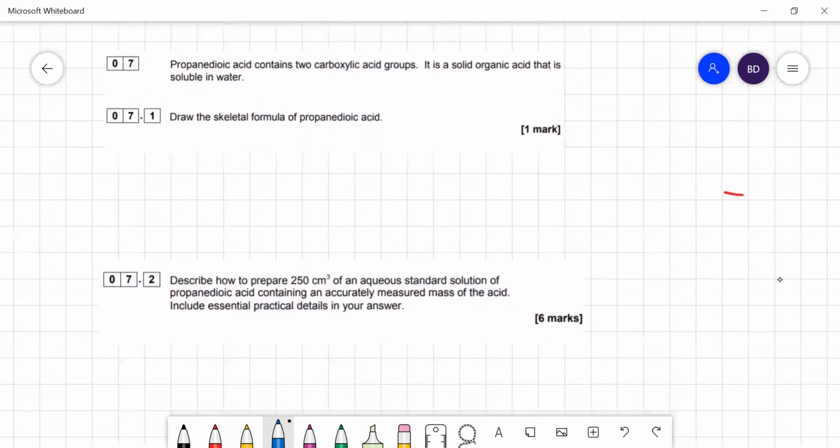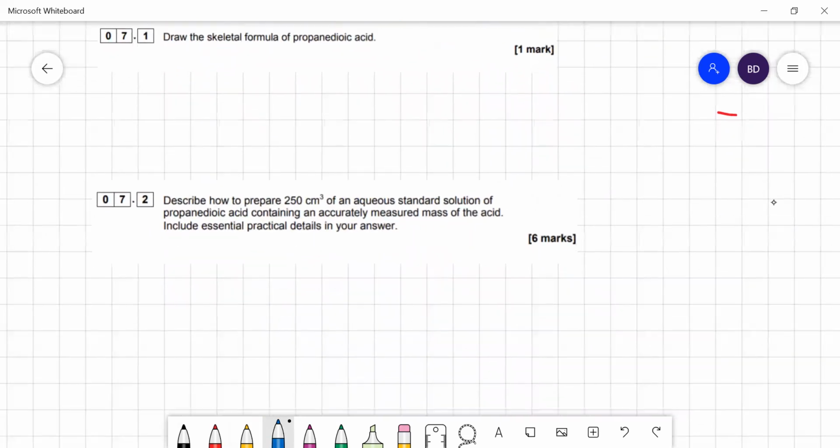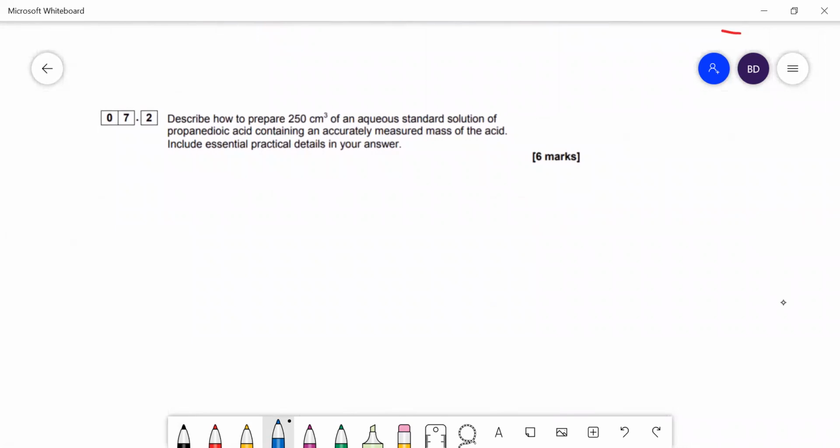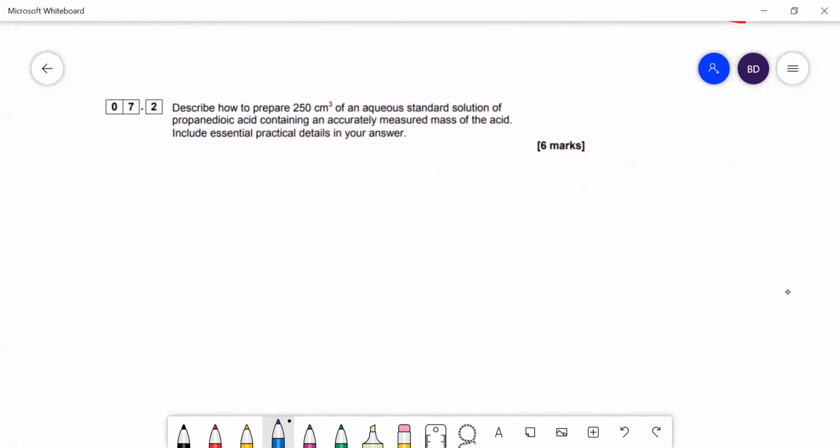Okay, describe how to prepare 250 centimeters cubed of an aqueous standard solution of propane dioic acid containing an accurately measured mass of the acid. Okay, so don't forget, this acid is a solid. It's not a liquid at room temperature, so you can weigh it out. Right. So this is a fairly standard question. How do you make up a standard solution? It's one of the required practicals. Okay, so what you would do is, first of all, let's do it in bullet points.